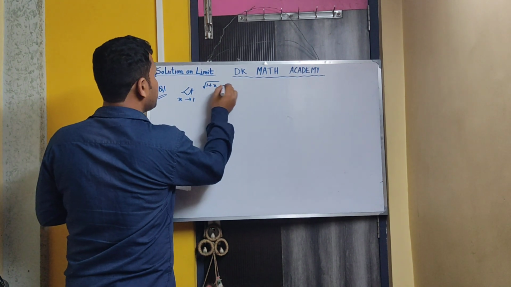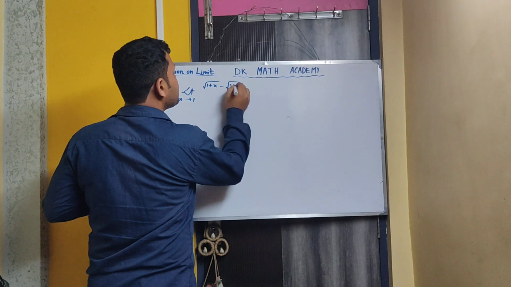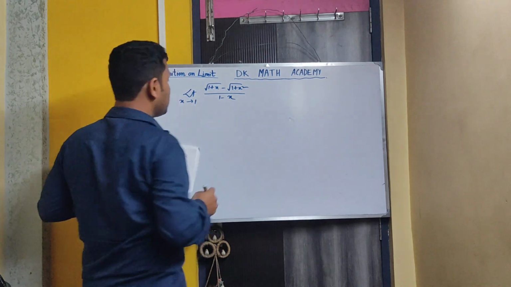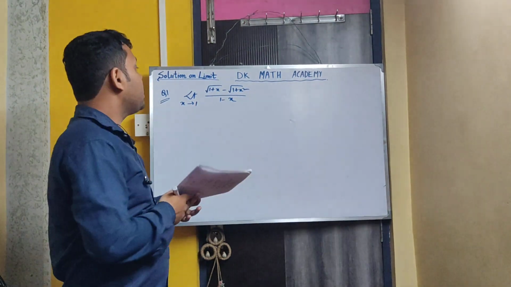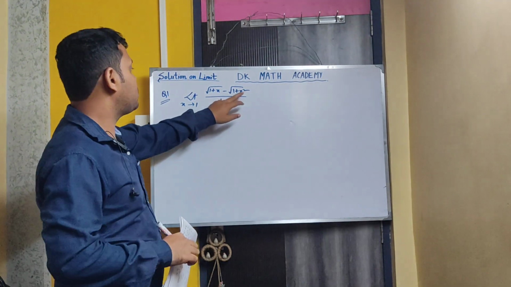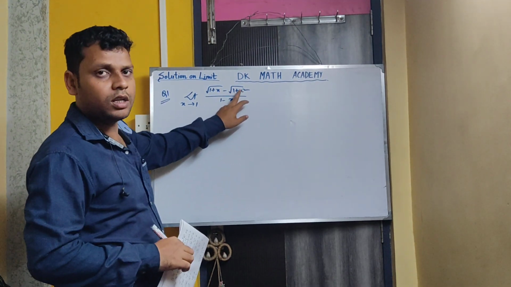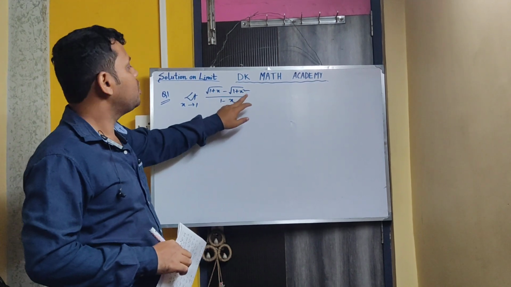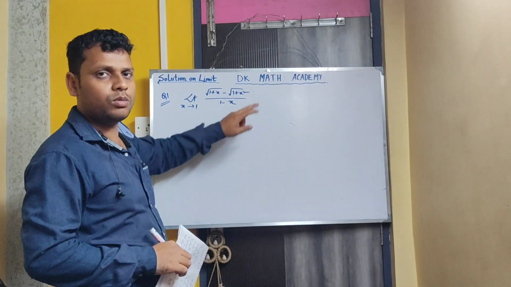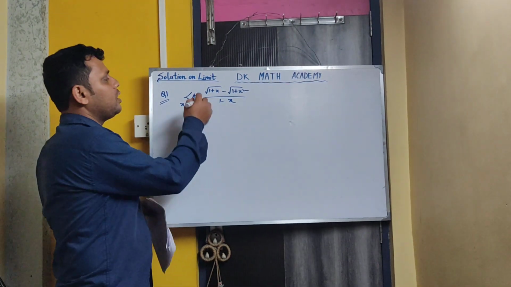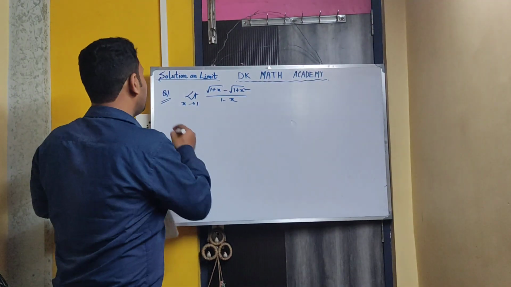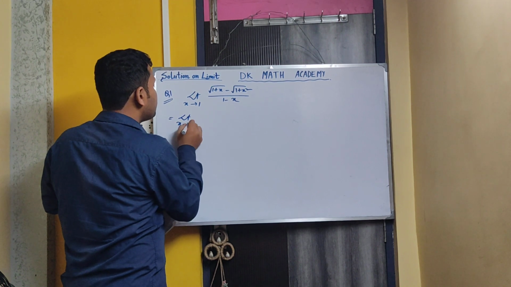The first question is: find the limit of root over 1 plus x minus root over 1 plus x square, divided by 1 minus x, if the limit exists. Here we see that this is a surd. We will multiply the complementary surd with numerator and denominator. Let's see. Limit x tends to 1.